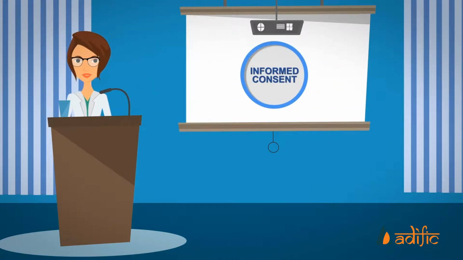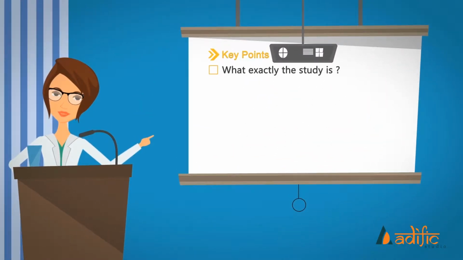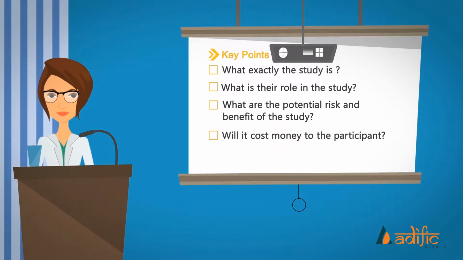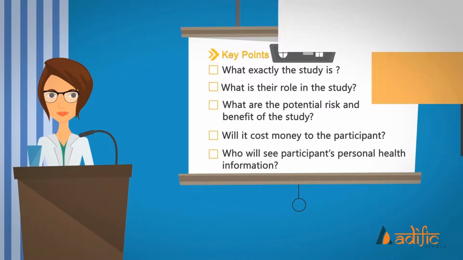Informed consent ensures that participants know some key points about the research project, like what exactly the study is, what is their role in the study, what are the potential risks and benefits of the study, will it cost money to the participant, who will see the participant's personal health information.